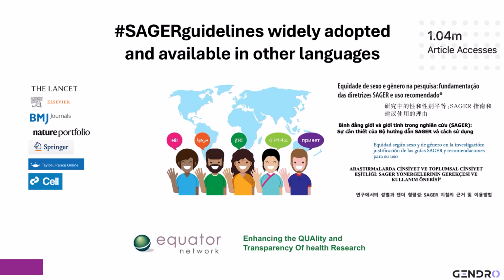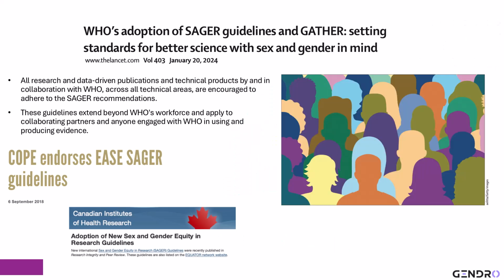Now, the SAGER guidelines have been widely adopted and cited. I just noted that we have passed over 1 million article accesses. It has been translated into several other languages, and we welcome others who would like to volunteer to translate those in other languages as well. SAGER guidelines are now widely adopted by the major academic publishers, the Lancet, Elsevier's, BMJ's, Nature, Springer, Cells, and also listed as a part of the Equator Network, and recently adopted by the WHO and is being implemented, which has a wider implication because it not only applies to WHO staff, but also extends beyond WHO's own workforce and will need to be followed by all the collaborating partners and anyone engaged with WHO in using and producing evidence. And other organizations and entities have also endorsed the SAGER guidelines.